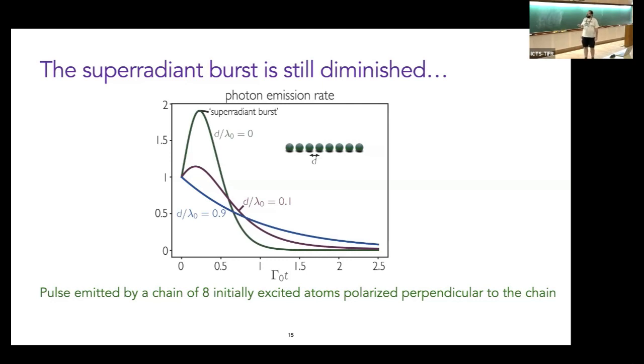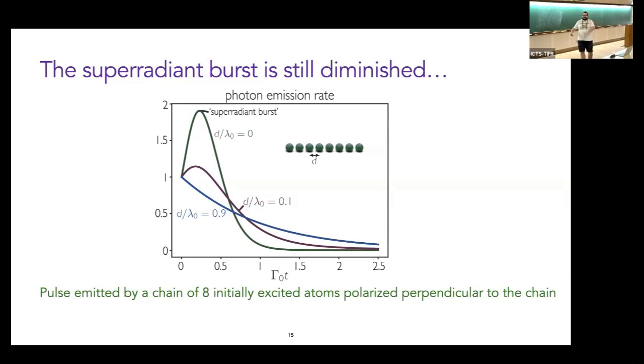If I move to a distance that is 1/10 of the resonant wavelength of my transition, I now see something that still looks like a superradiant burst to some extent. It's still a short, bright pulse that initially rises in intensity, but it's less short and less bright. And then if I push to 9/10 of a wavelength, now we see something that just looks like monotonic decay.